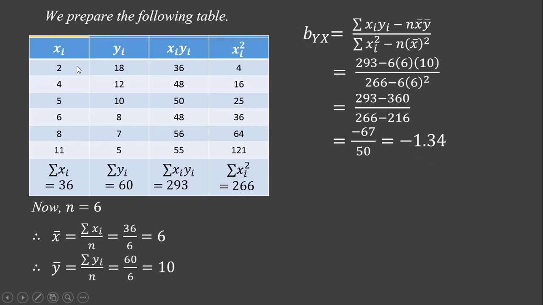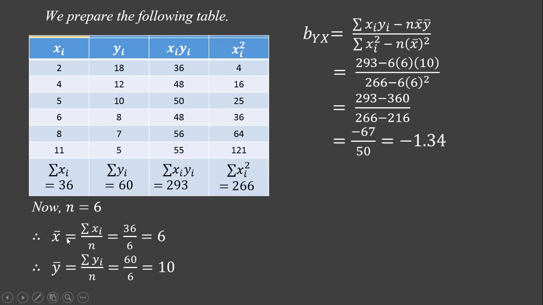Now here if we observe values of xi and yi, 2, 4, 5, 6, x is going on increasing, and if we observe values of y, 18, 12, 10, as x increases, y decreases. So here we get regression coefficient byx with negative sign. Here we get correlation between x and y is negative. So one quantity is going on increasing and simultaneously yi is decreasing. So here we get correlation coefficient is negative and here we get byx is negative, minus 1.34.